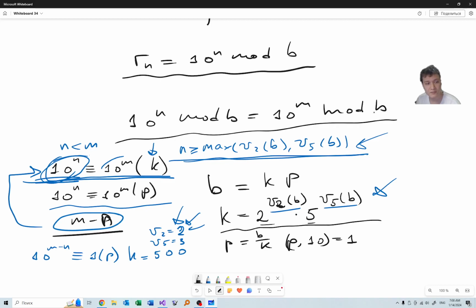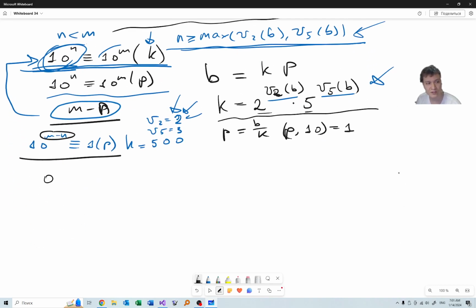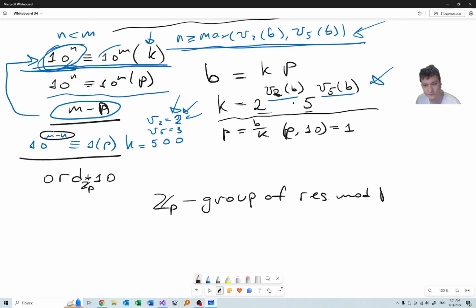So we want to find the minimum possible m minus n such that this is 1 modulo p. Actually, there is a name for this number. It's called the multiplicative order of 10 in the group Z_p star. So Z_p is a group of residues modulo p by addition.